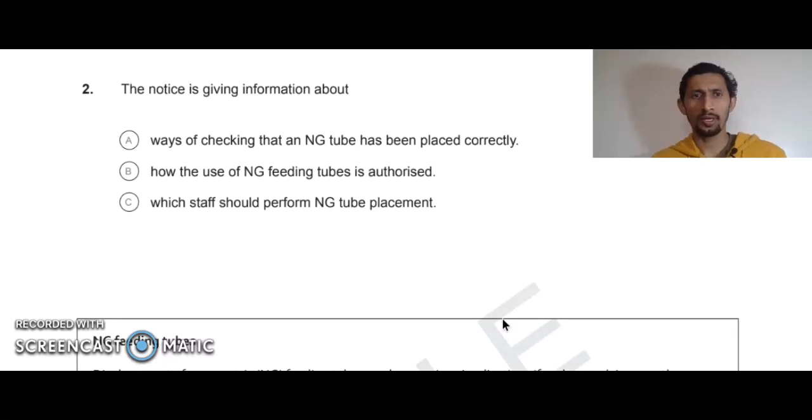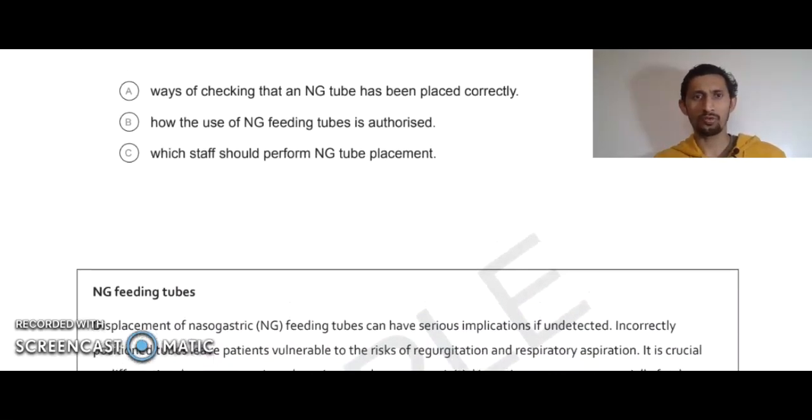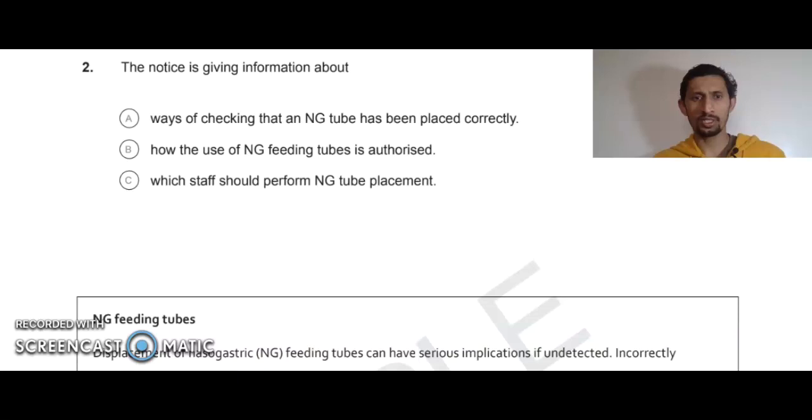Okay, good morning. So we are going to talk about question number 2, part B, OET reading exam. The question is, the notice is giving information about. We already discussed the method: you have to read the question first, then read the paragraph, then look at the options A, B and C and find out the correct answer. So that's your method.